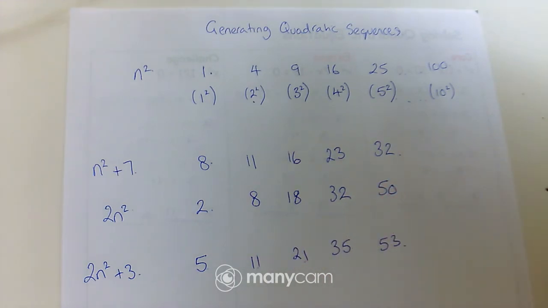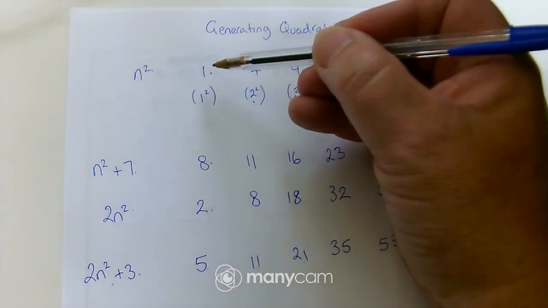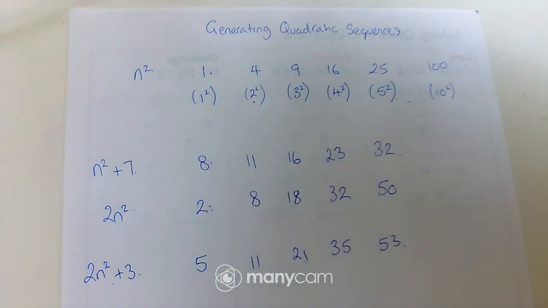And I built that up in 2 parts. I worked out 2n squared by doubling the n squared sequence, and then I added on 3 to that sequence. That will work for any quadratic sequence.